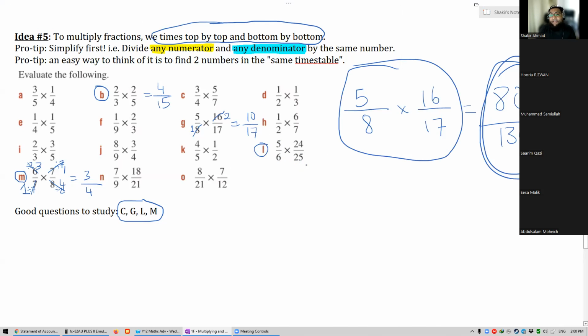5 and 25. So I can divide this by 5 and I can divide that by 5. 5 divided by 5 is 1. 25 divided by 5 is 5. 24 and 6 are also in the same times table. Oh no, they're in the 6 times table. So I can divide this by 6, leaving me with 1. Divide this and it leaves me with 4. Okay, so I have 1 times 4, which is 4. 1 times 5, which is 5, and I'm done.